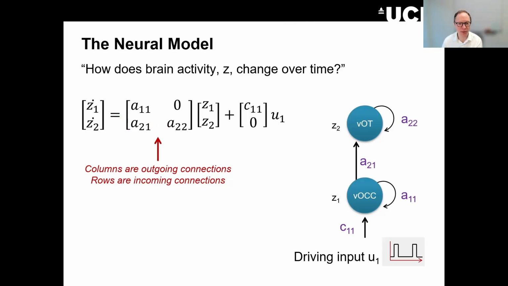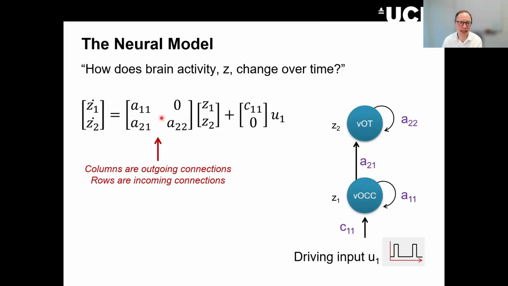So to give an example, A21 is the connection from region 1, so it appears in the first column. The first column is the outgoing connections from region 1. And it targets region 2, the second region in our model, so it appears in the second row. So this is A21, the connection from region 1 to region 2.